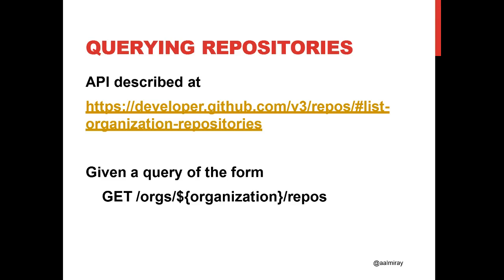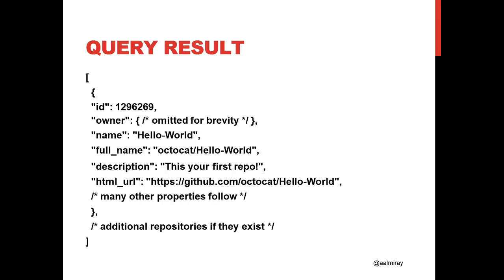Once we issue a GET call like this one, we will get a JSON payload back. This element that we see here is actually a list of JSON objects, and each repository has more than 40 properties, and we only care about a few of those. For example, the ID or the full name, the name, and the HTML URL. These are the things that we're going to display in our little application.